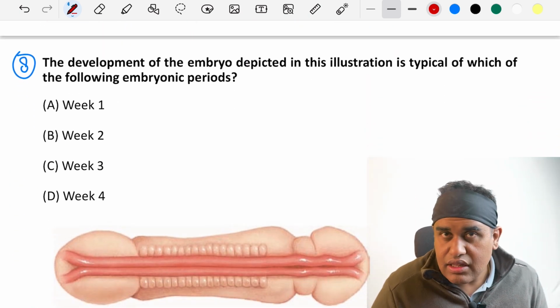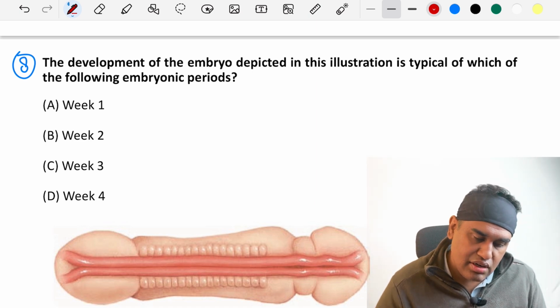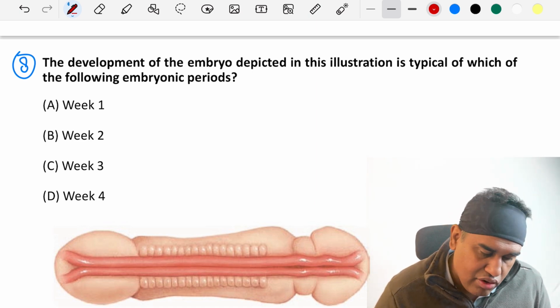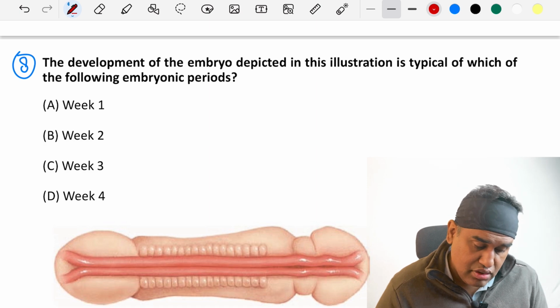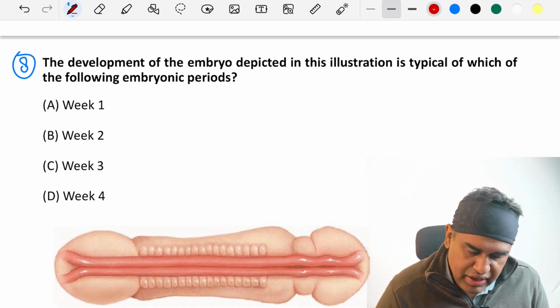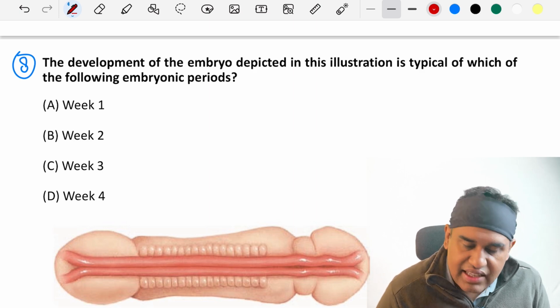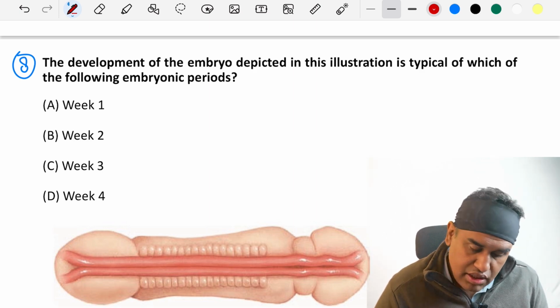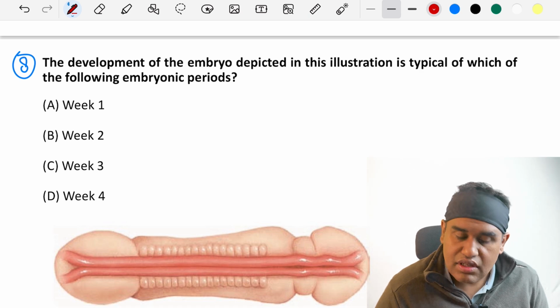Again, embryology: the development of the embryo depicted in this illustration is typical of which of the following embryonic periods? Week 1, week 2, week 3, week 4. Slightly tricky question. Let's see. How to guess which week this is? What are the points which you can take from here?